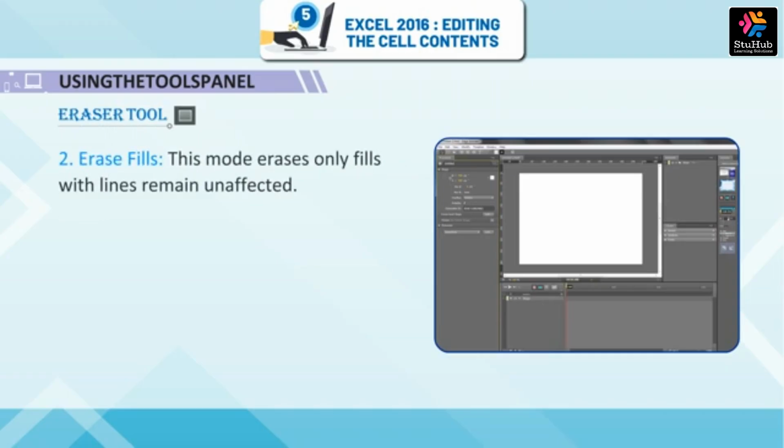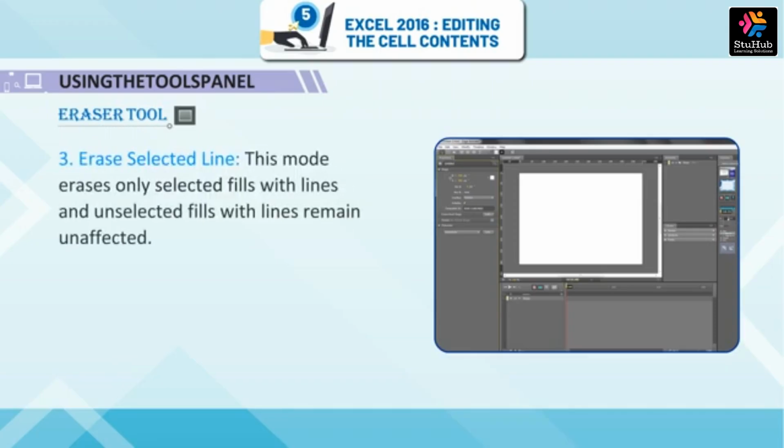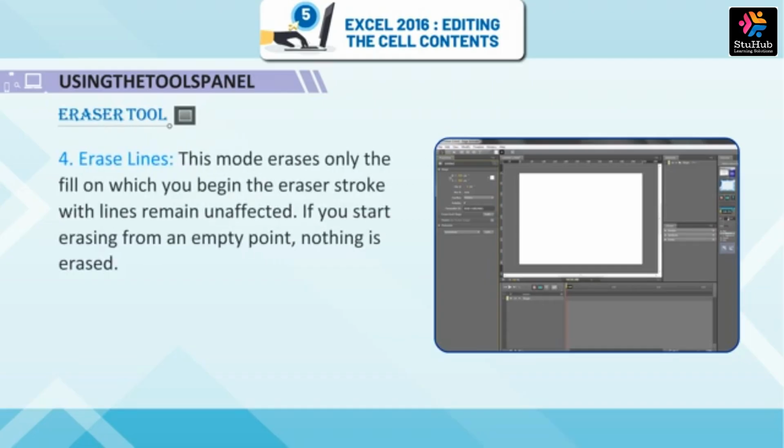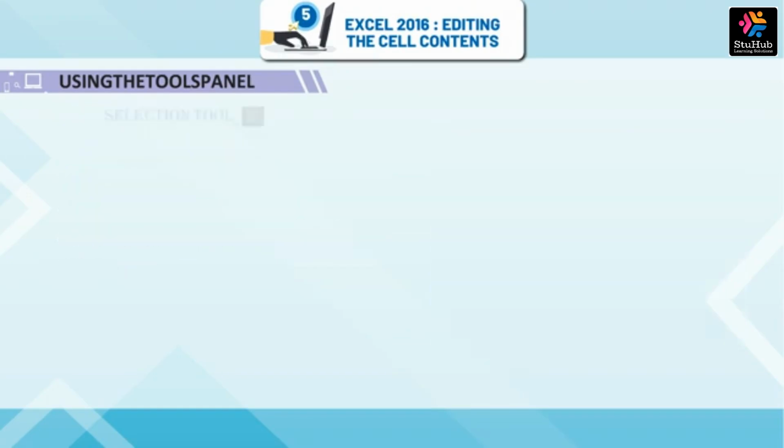Erase fills. This mode erases only fills with lines remain unaffected. Erase selected line. This mode erases only selected fills with lines and unselected fills with lines remain unaffected. Erase lines. This mode erases only the fill on which you begin the eraser stroke with lines remain unaffected. If you start erasing from an empty point, nothing is erased.